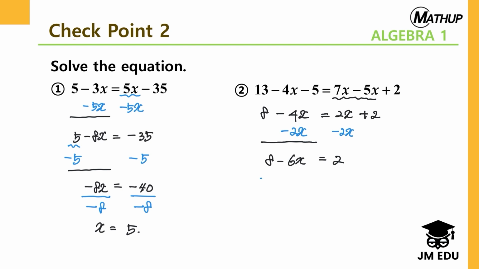Now, subtract 8 here to eliminate 8. So we will have negative 6x, and that's negative 6. And finally, divide by negative 6, negative 6. So the answer x is equal to 1.